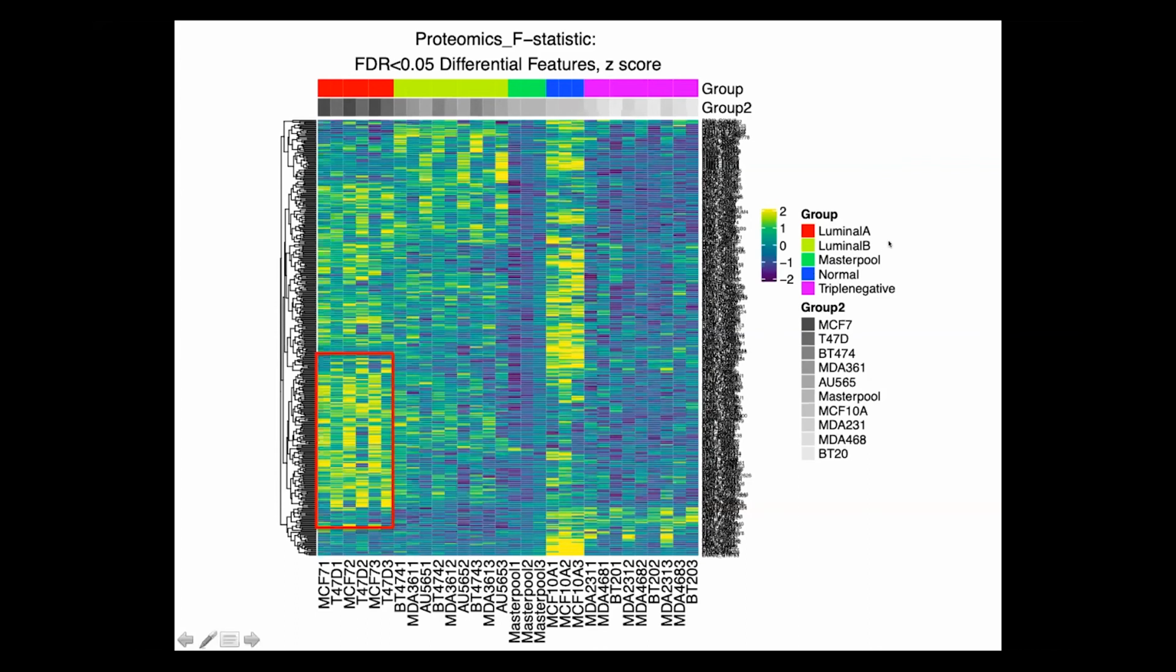We can then come to a different subtype, for instance, triple negative, and say that same set of proteins is downregulated in the triple negative subtype. This means that when a patient comes in and we see in that patient's blood a specific set of proteins, we can say with some conclusive evidence that that patient most likely has a luminal A subtype of breast cancer compared to triple negative, because we see those proteins.